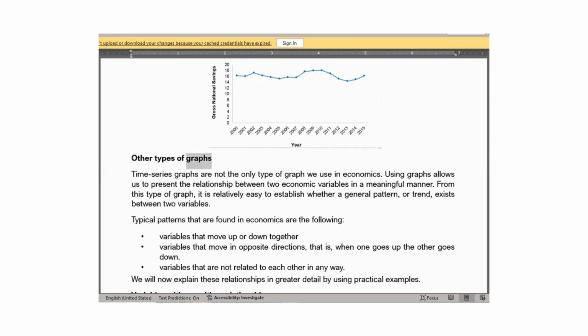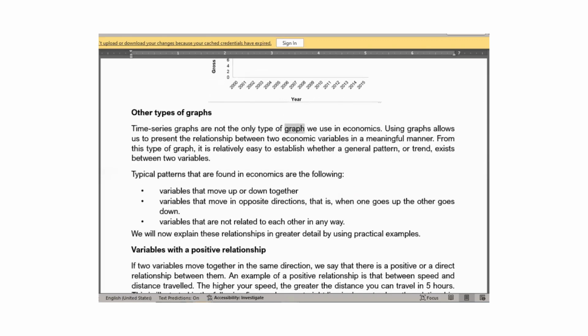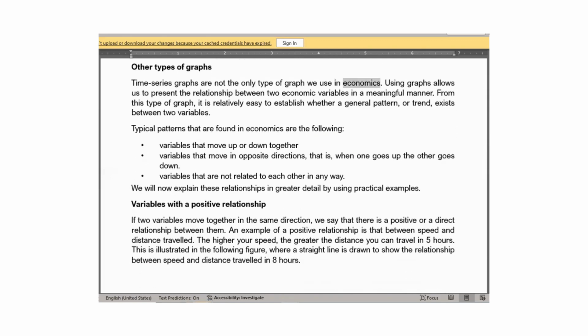Other types of graphs. Time series graphs are not the only type of graph we use in economics. Using graphs allows us to present the relationship between two economic variables in a meaningful manner. From this type of graph, it is relatively easy to establish whether a general pattern, or trend, exists between two variables. Typical patterns that are found in economics are the following.